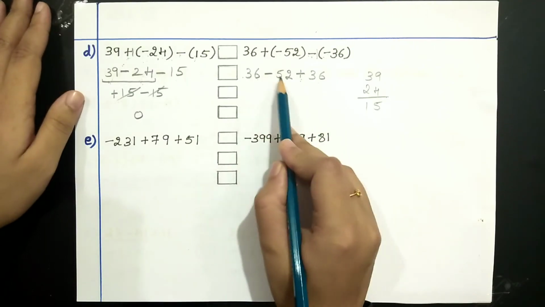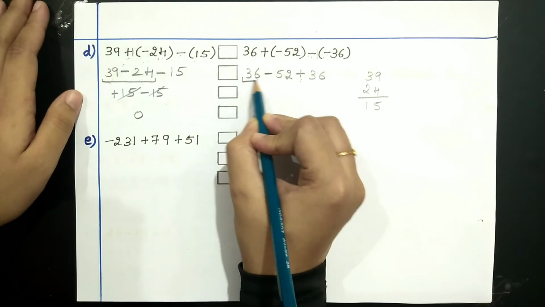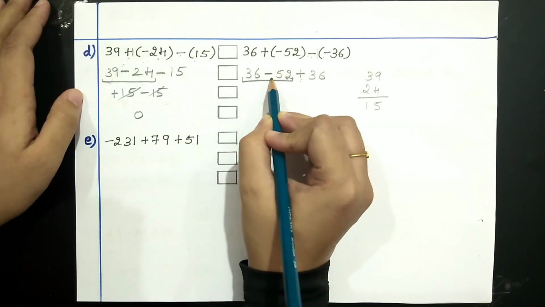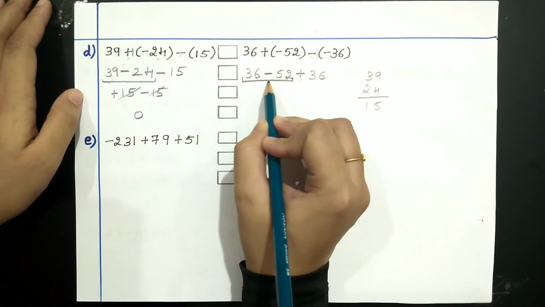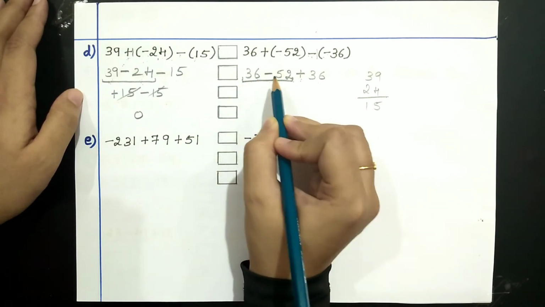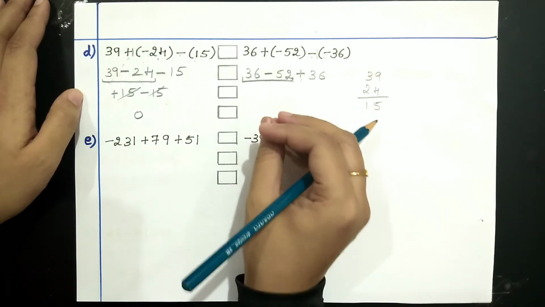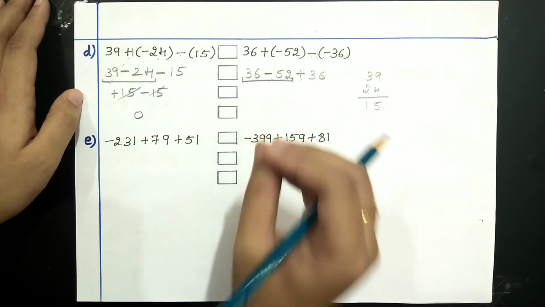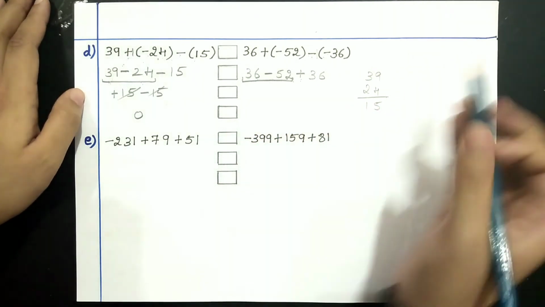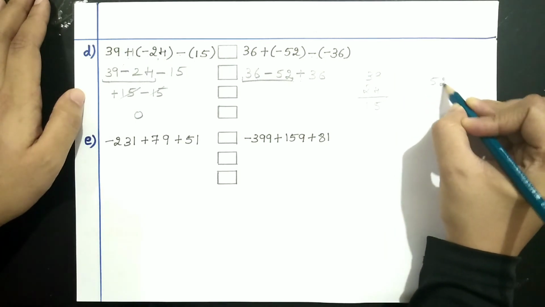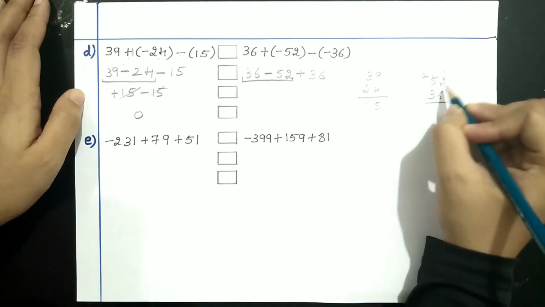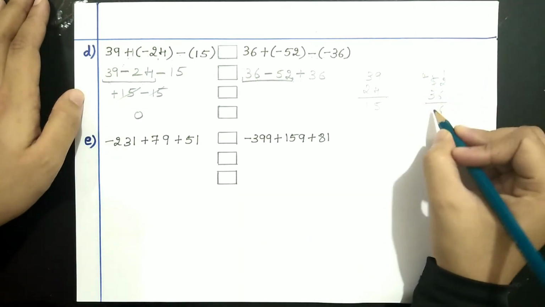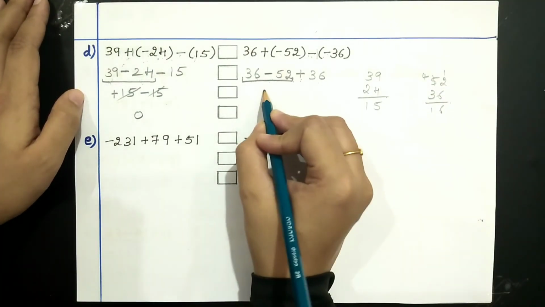Now first we'll take these two numbers. 36 minus 52. Since the signs are different here, one is plus sign, one is having minus sign, according to the rules of addition and subtraction, you have to do subtraction here. 52 minus 36. This becomes 4, this is 12 and this becomes 6, this is 1. So 16 will be your answer.